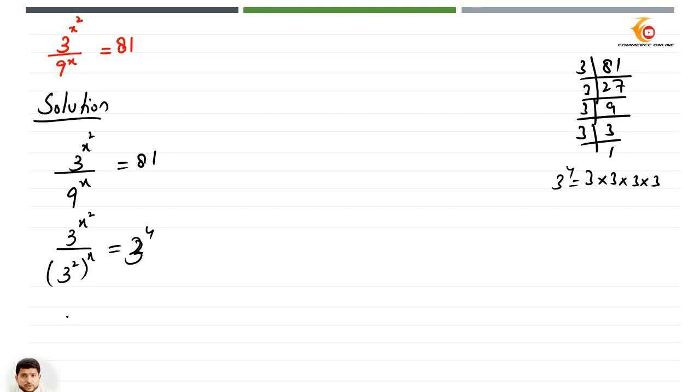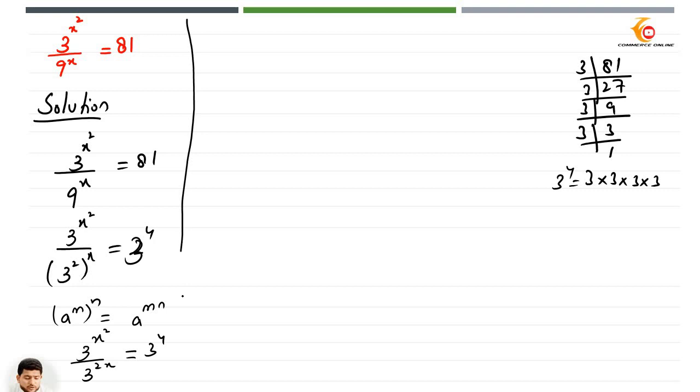And as we know that power multiplies with power, so I can write a^(mn). So here (3^x)^2 divided by 3^(2x) equals 3 to the power 4. This is the first part of our question which I have solved, and now we're going to go further.